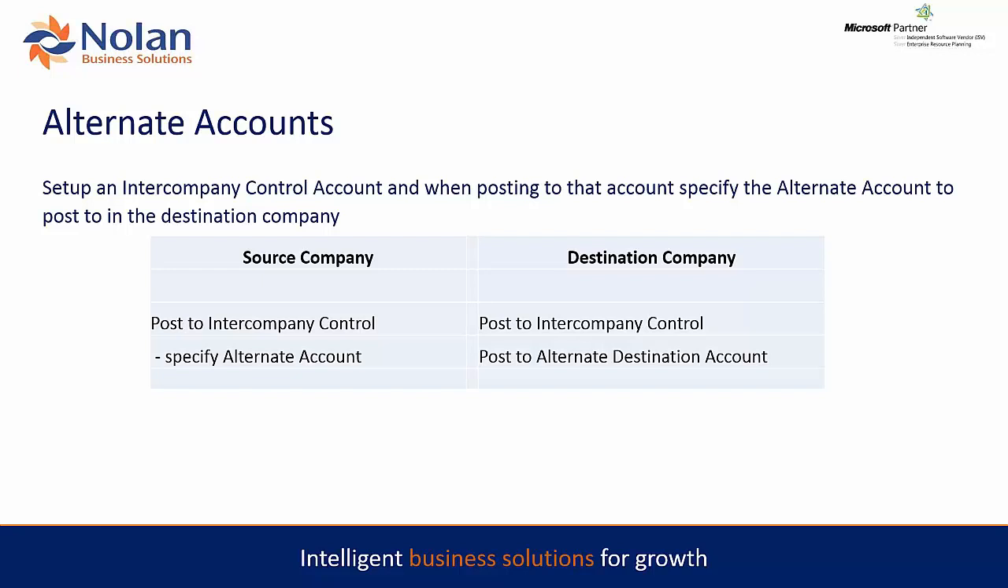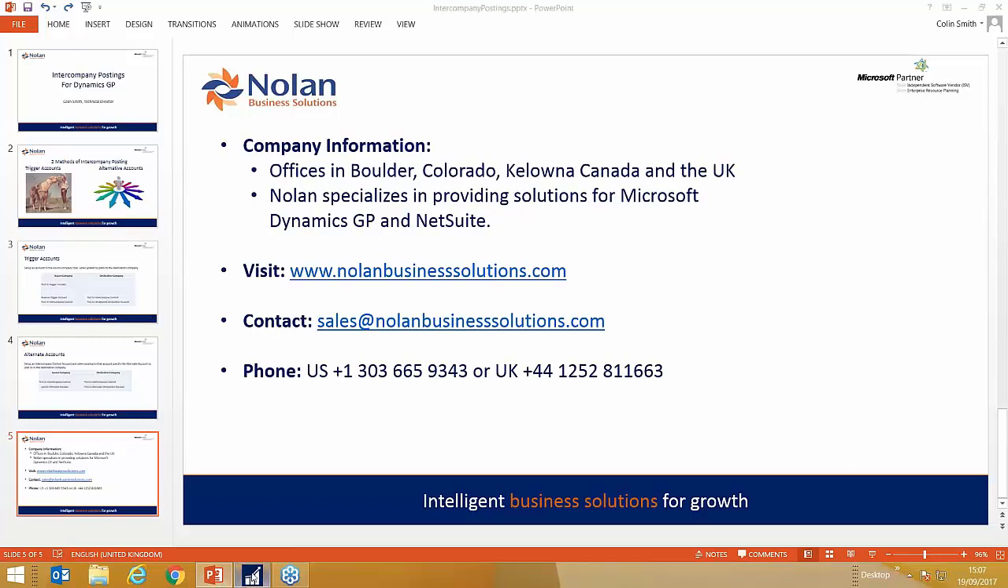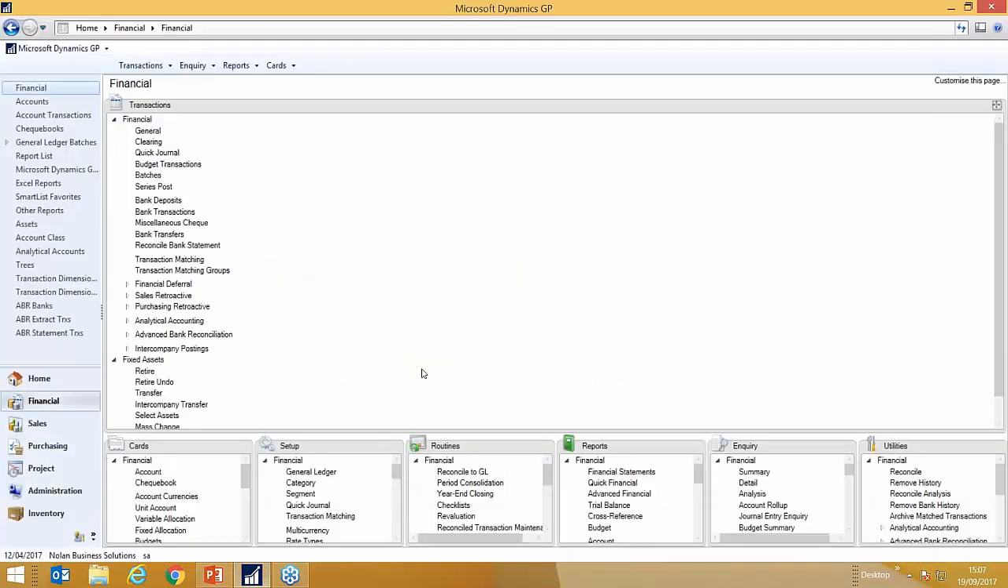It's typically where you have subsidiaries of master companies and subsidiaries of those. So let's go and have a look at some examples of how the intercompany process works. So I've logged into my Dynamics GP here, and I'm in my Nolan Business Solutions company, which is my company in the UK.